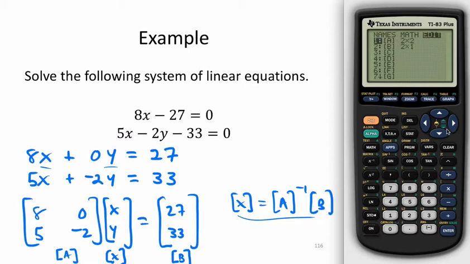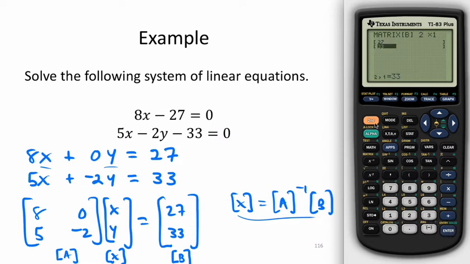Matrix, edit, matrix A. I want a 2 by 2 coefficient matrix. The first row is 8, enter, 0, enter. And the next row is 5, negative 2, so 5, enter, negative 2, enter. There's the coefficient matrix. Now go to matrix, edit, and let's edit matrix B. It's a 2 by 1 column vector that we're looking for, so that's already there. And I want 27 in the first row and 33 in the second row.